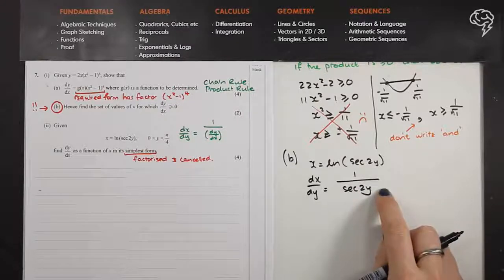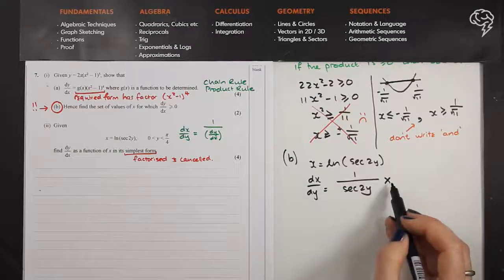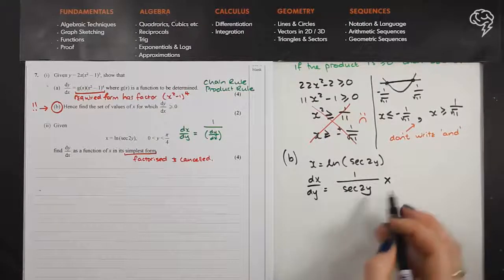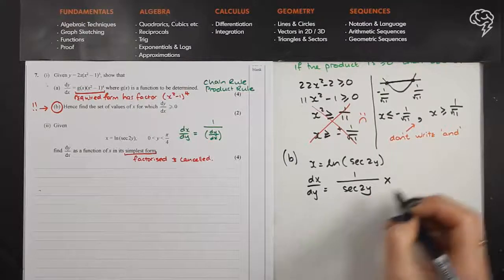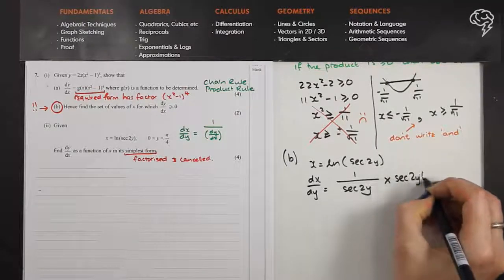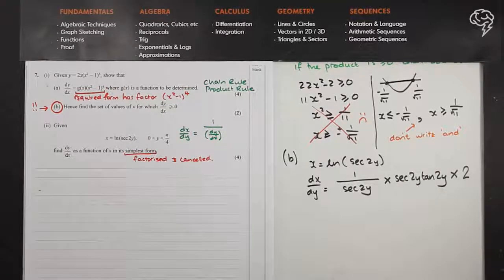I'm using the chain rule here because I've got a function inside a function. So I'm going to multiply by the derivative of sec 2y. Actually, there's another chain because 2y is inside sec. So I'm going to get the derivative of sec 2y multiplied by the derivative of 2y with respect to y.